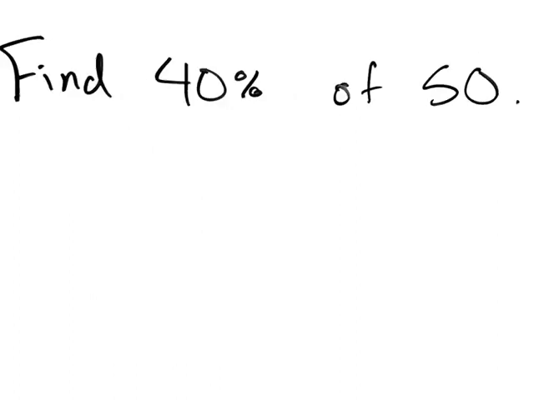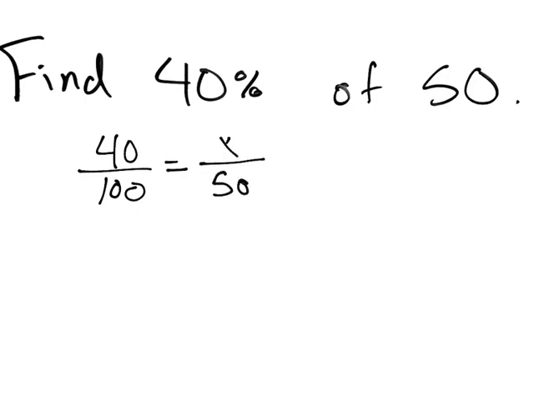Find 40% of 50. 40 over 100 is our percent proportion. Equals, of tells us that 50 is the whole, so we cross out one of those zeros, and we end up with 200 equals 10x. X equals 20 when you divide by 10.